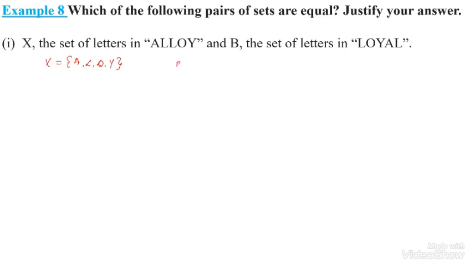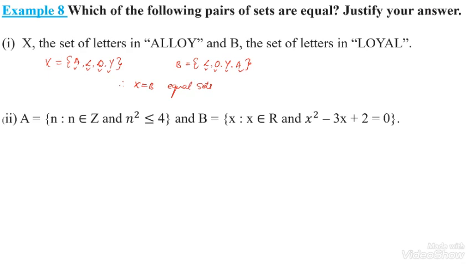And another set B. The elements of the set B are L, O, Y, A. Here L I have written once. Now comparing the sets X and B: here A is there, A is there; L, L; O, O; Y, Y. All the elements of X and B are equal. Therefore, X and B are equal sets.